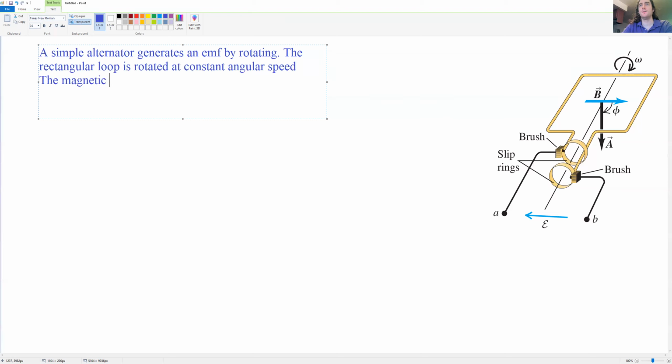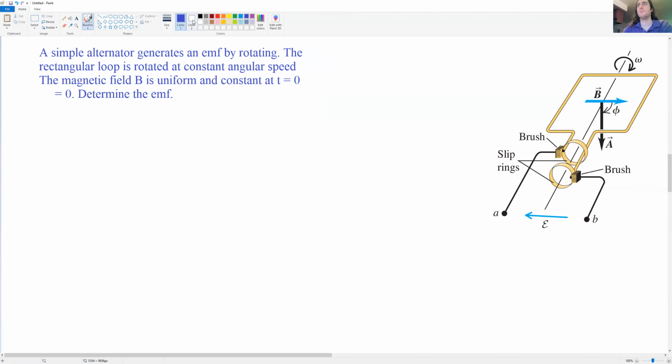The magnetic field B is uniform and constant. At t equals 0, phi equals 0. How do I write that? Let's write it like this. Determine the EMF. All right, let's go ahead and fill in the blanks here. So we have phi here, that angle is 0, and then we have the angular speed omega. There we go, that's the one I was missing.